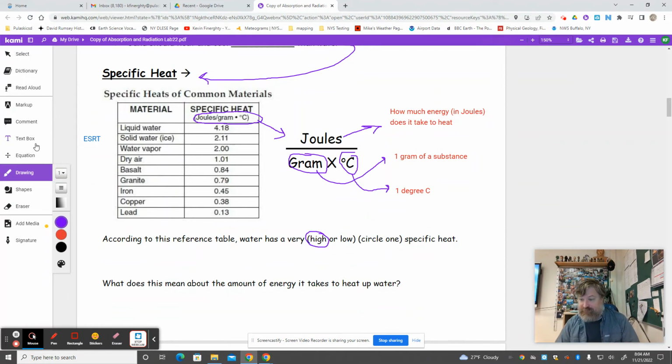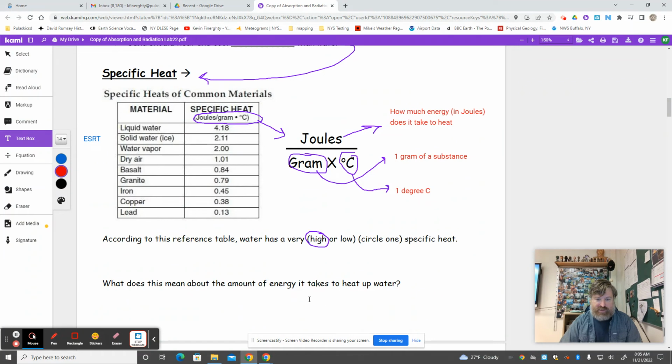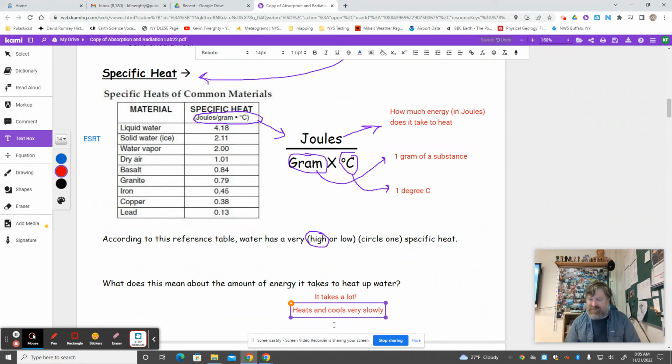But then conversely, since it takes so much energy to get it to warm up and it warms up very, very slowly, it also cools off very, very slowly. So what does this mean about the energy that it takes to heat up water? It takes a lot. Means that it heats and cools very slowly. And now that may seem weird, like you boil water all the time. You do it for coffee. You do it for macaroni and cheese, right? But it does. It takes a lot of energy.